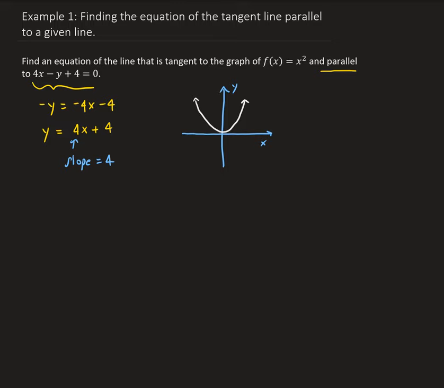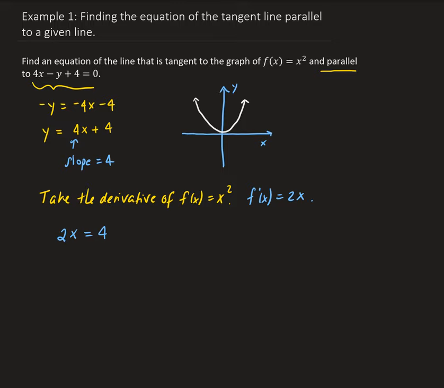To get that information, what we can do is take the derivative of our function and set it equal to the slope. So that's the next step. We're going to take the derivative of our function, and then set that equal to 4. So we're going to have 2x, just using the power rule, and set it equal to 4.